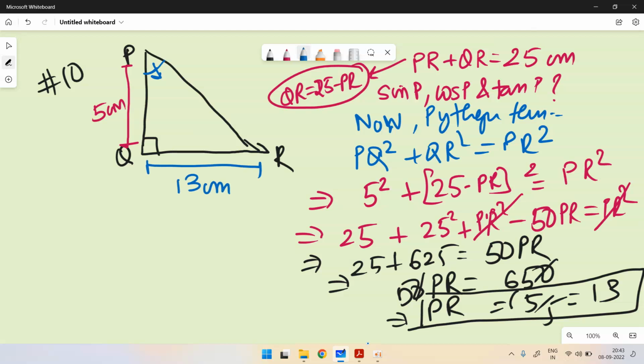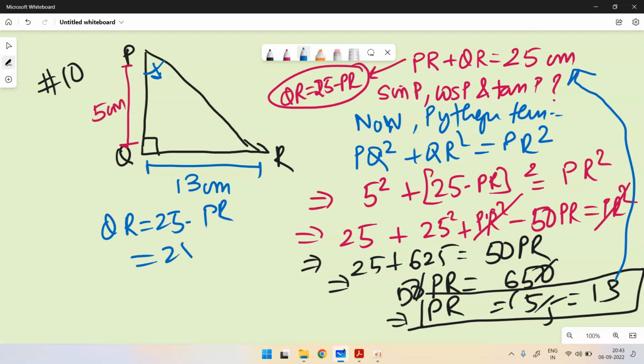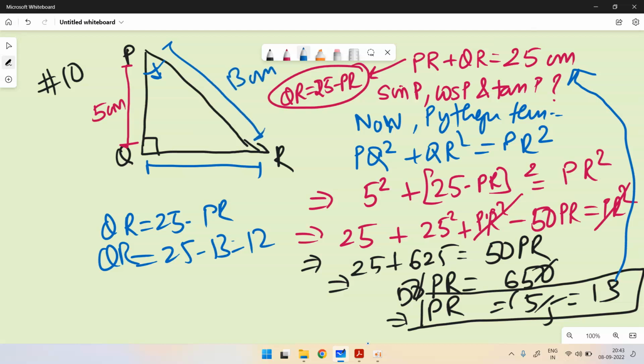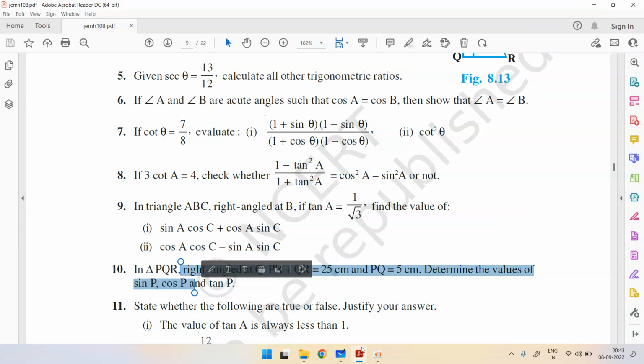And from here, putting the value of PR, 13, in PR plus QR equal to 25, which implies that QR equals 25 minus PR, which is 25 minus 13, nothing but 12. So QR is 12, and PR is 13. This PR is 13 centimeters, and this QR is 12 centimeters. Now this is solved.